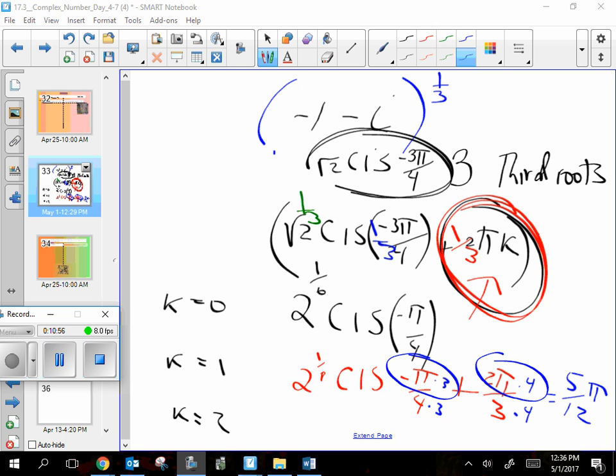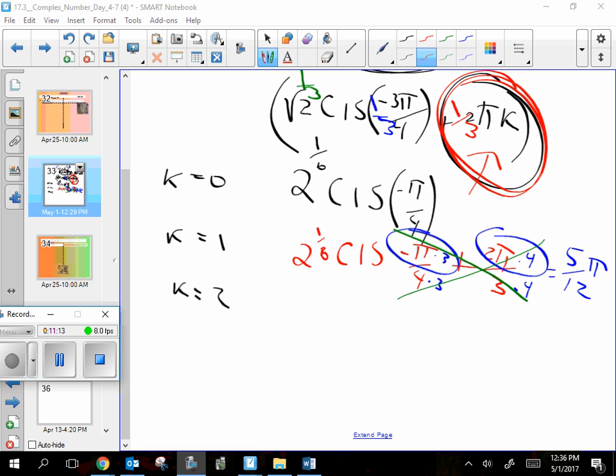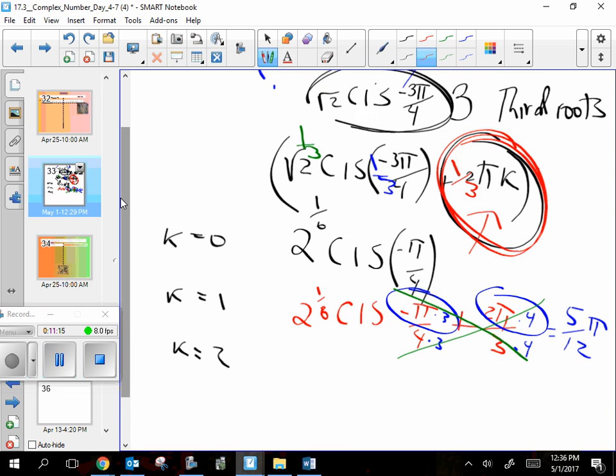This is like my work, and then my answer for the angle is at the end there. So 2 to the 1/6 cis, 5 pi over 12. And that's supposed to be a 6. All right, and then has anybody caught on to the whole how much did it grow thing, so we can just do that again?